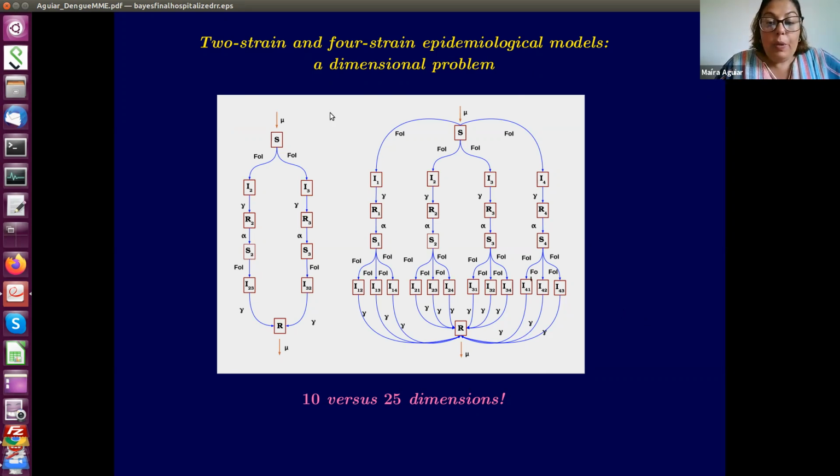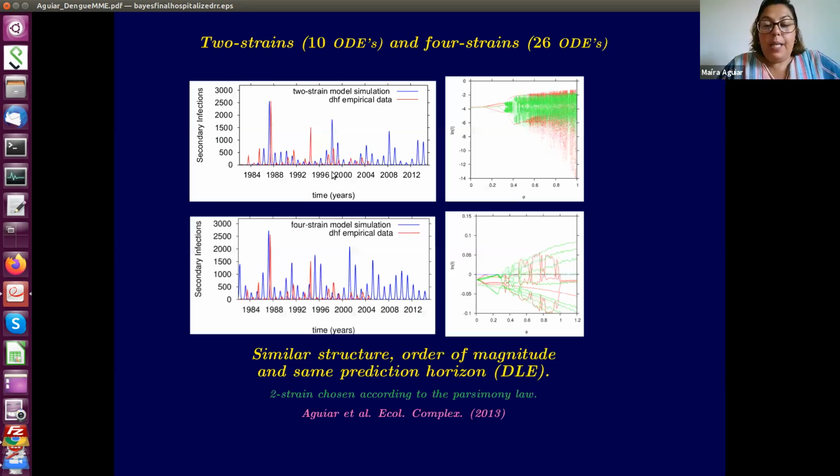And when we look at it in terms of time series output, the 2-strain model and the 4-strain model look qualitatively pretty similar, with the data in red and the model output in blue. And when we look at the bifurcation diagram, I have the 2-strain model plotted in red and the 4-strain model plotted in green. The bifurcation diagrams look pretty much the same.